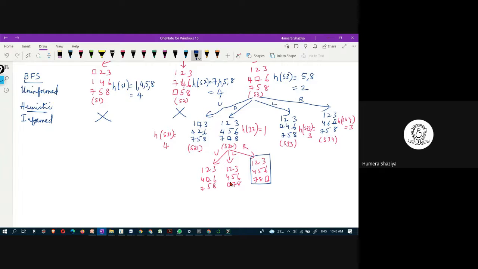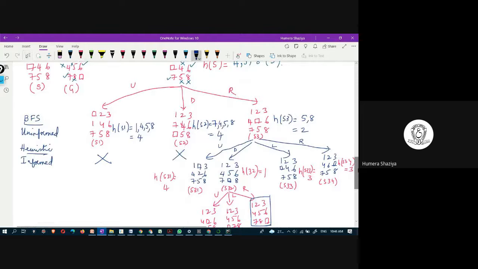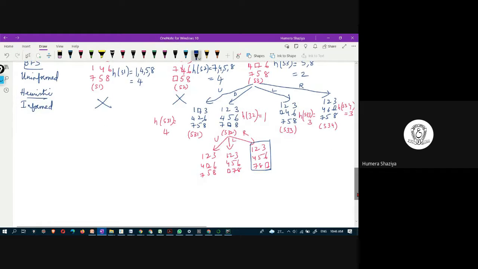How many nodes have we explored? We have explored very few nodes. If you count, it is 1, 2, 3. Only 3 nodes. We explored 3 nodes, meaning expanded. We have expanded 3 nodes and we obtained the solution.